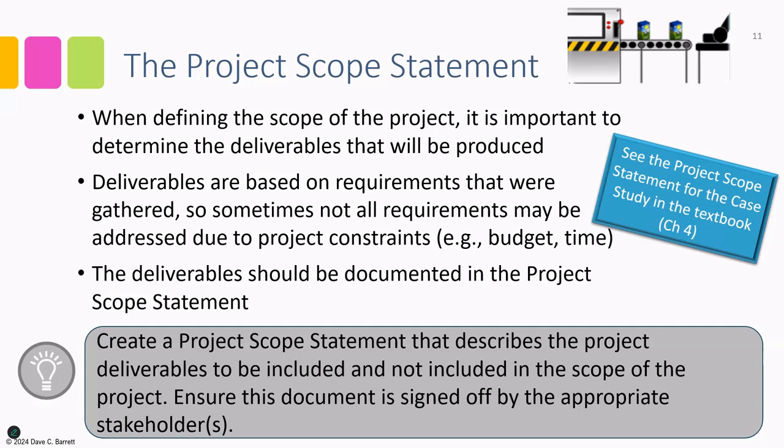Deliverables are like pieces of the project, chunks of work, and they are documented in the project scope statement. So in the project scope statement, we'll see all of the different things that will be produced, as well as a detailed description of the characteristics of each deliverable. For an example of a project scope statement, you can check the textbook chapter 4. So key idea, create a project scope statement that describes the project deliverables to be included and not included in the scope of the project. Ensure this document is signed off by the appropriate stakeholders.